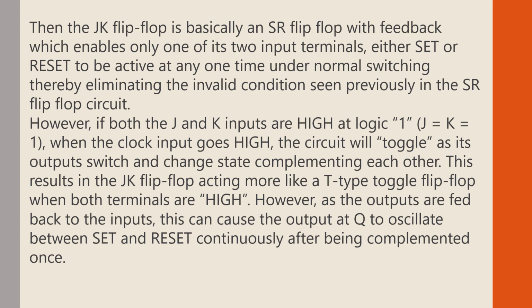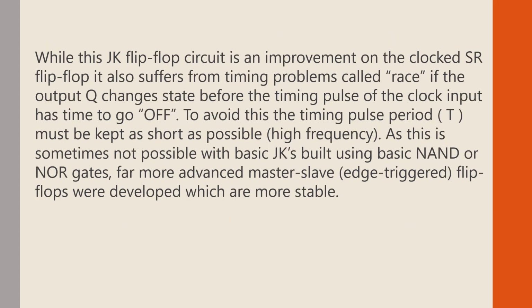Then the JK flip-flop is basically an RS flip-flop with feedback which enables only one of its two input terminals, either set or reset, to be active at any one time under normal switching, thereby eliminating the invalid conditions seen previously in the RS flip-flop circuit. While this JK flip-flop circuit is an improvement of the clocked RS flip-flop, it also suffers from timing problems called race if the output Q changes state before the timing pulse of the clock input has time to go off.